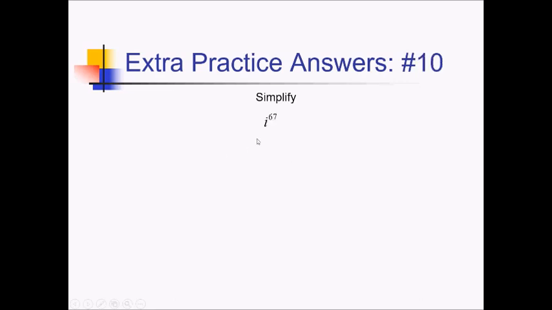To simplify i to the 67th, we need to know where we are in the cycle of 4. If I divide 67 by 4, I end up with a remainder of 3 because 4 goes into 64 evenly. So 67 divided by 4 would be remainder 3. And this means that i to the 67th is equivalent to i to the 3rd. And i to the 3rd is just negative i.